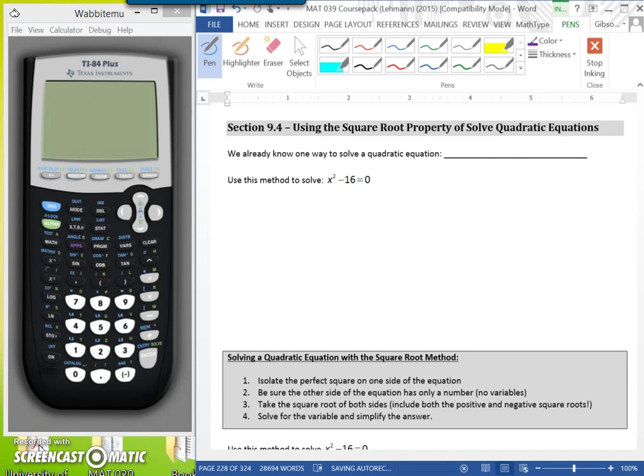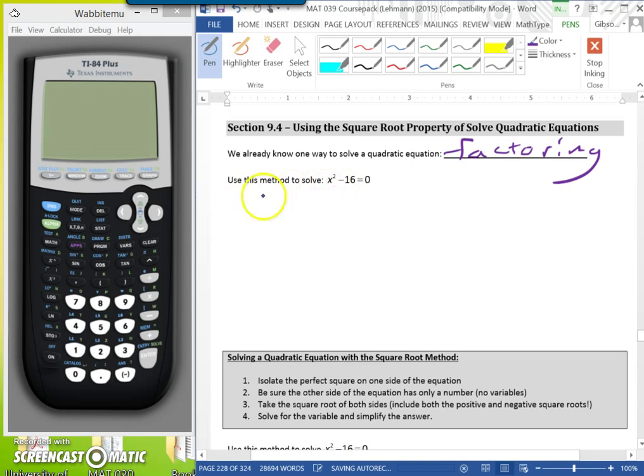Hello class, we're about to start section 9.4, using the square root property to solve quadratic equations. We already know one way to solve a quadratic equation: by factoring. Use this method to solve x squared minus 16 equals 0.